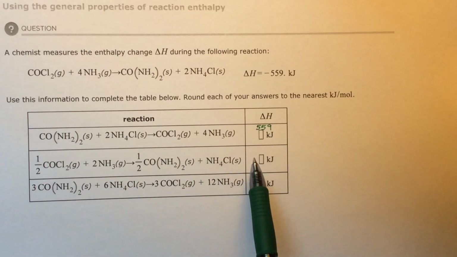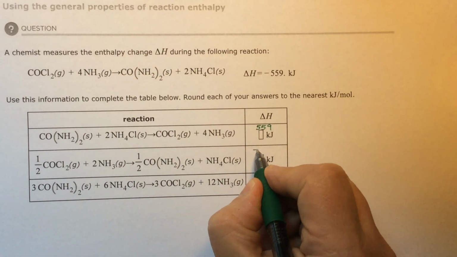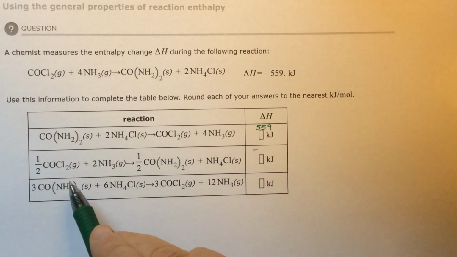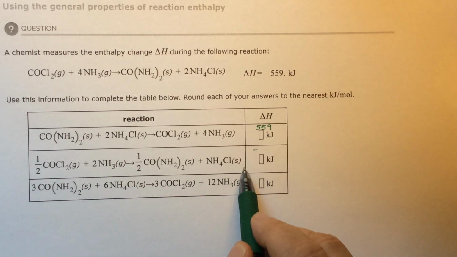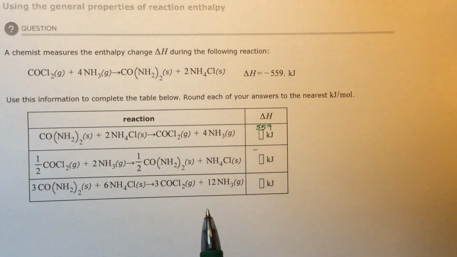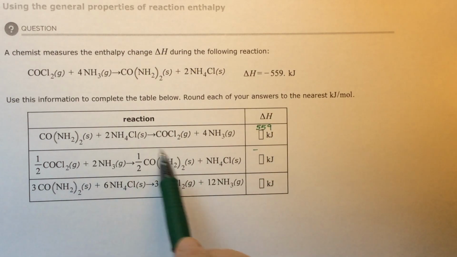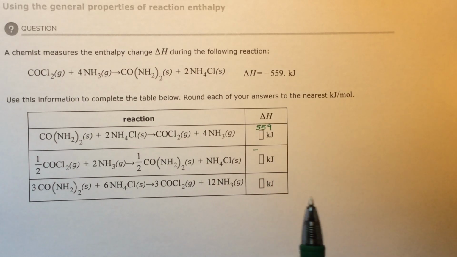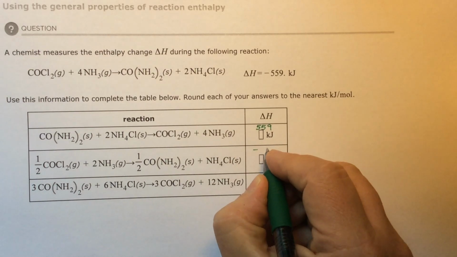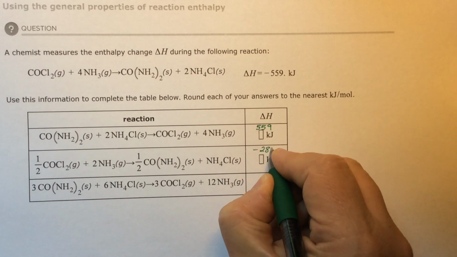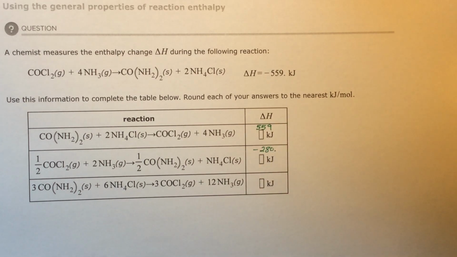So it's going in the right direction, so it's going to be negative. But it's not going to be 559 because only half of it was used. So therefore, it's not going to dump that much energy. It's going to dump half as much. If half as much material reacts, half as much energy is going to be dumped out. So what's half of 559? 280. So this will be negative 280 kilojoules.